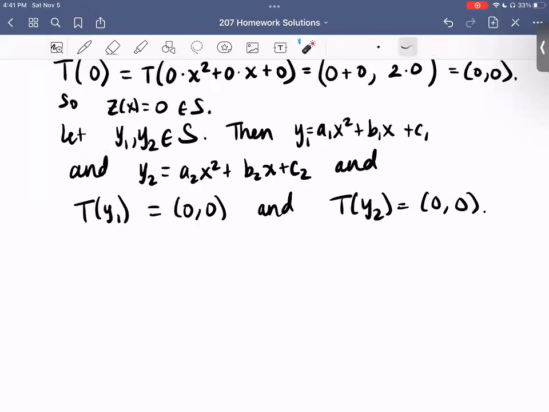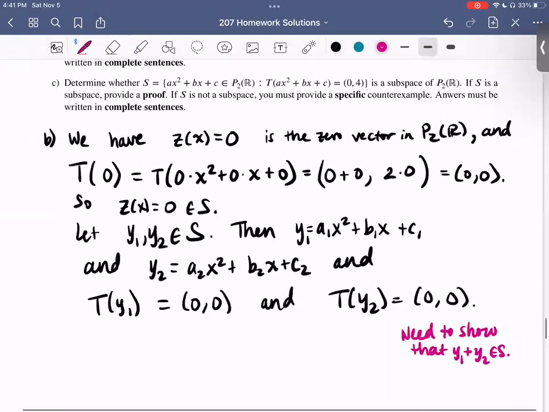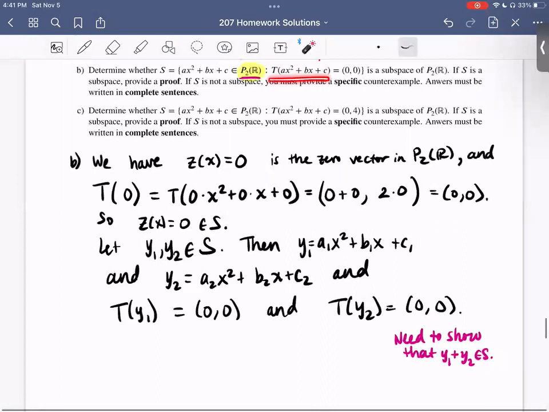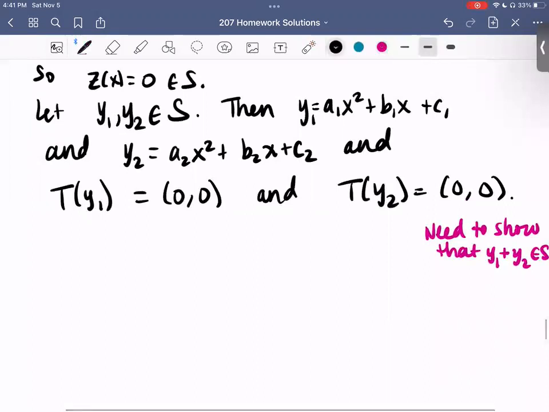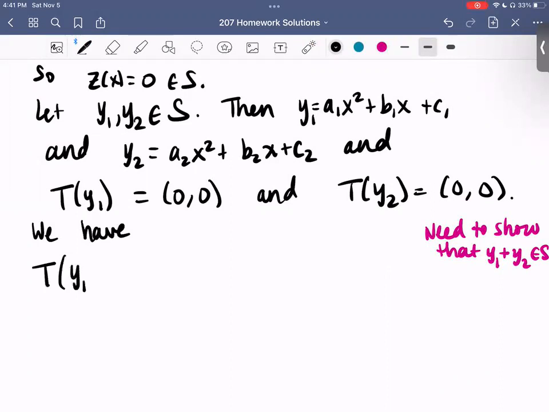Now I need to show that y1 plus y2 is also in S. Well, what does it mean to be in the set S? It means that if I apply the transformation, the one that was defined earlier in the problem, then I get the 0 vector. So let's see if that's true for the sum. So let's apply the transformation. I apply the transformation to y1 plus y2.